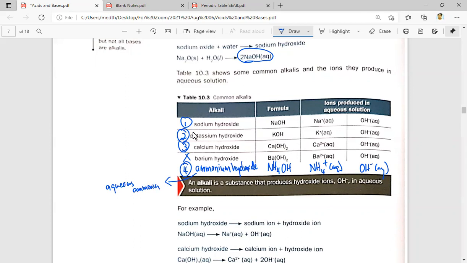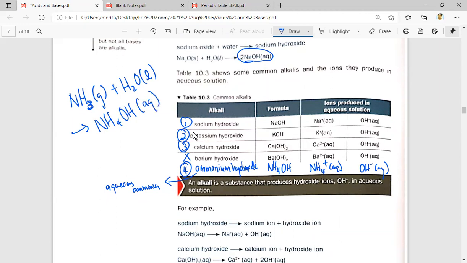So some people ask, how is aqueous ammonia the same as ammonium hydroxide? Ammonia's formula is actually NH3. It is a gas. When you dissolve the gas in water, you actually get ammonium hydroxide, which we term aqueous ammonia.